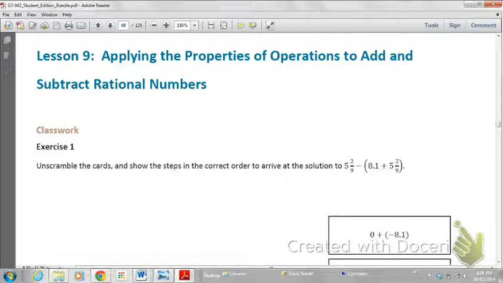Welcome to Lesson 9, applying the properties of operations to add and subtract rational numbers. Before we get into the classwork part, what we should do is have you do a couple of sprints. So let's find those pages.